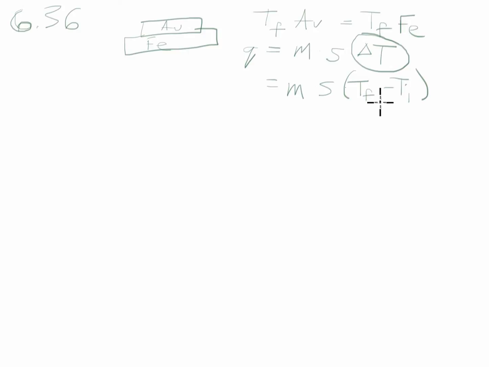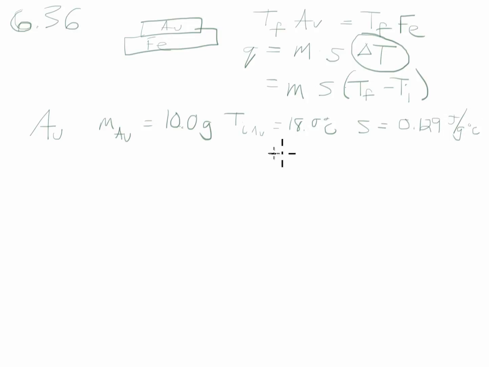We do know some information about our two samples. For the gold, the mass of gold is equal to 10.0 grams. The initial temperature of the gold is 18.0 degrees Celsius. And the specific heat, if we look it up in the table, is 0.129 joules per gram degrees Celsius.